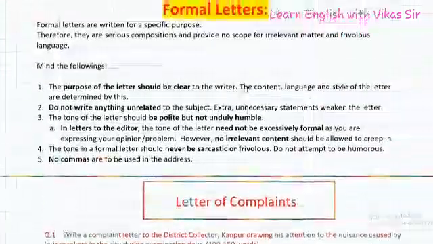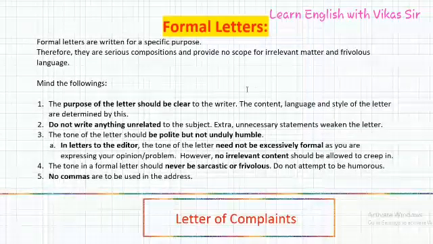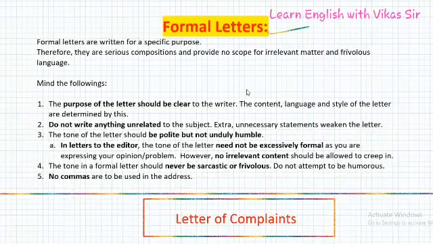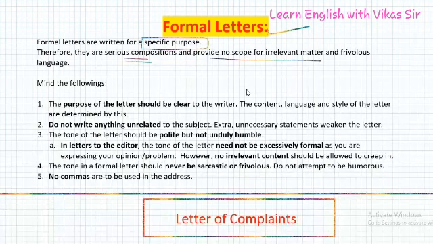Before we move on, we would read these basic key points. We are learning formal letters. Formal letters are written for a specific purpose. We have to keep this in mind. We have a particular purpose to write on. Therefore, they are serious compositions and provide no scope for irrelevant matter. So no irrelevant matter has to be written here. Write what is relevant, stick to the point, and avoid frivolous language also. Frivolous means not serious in content, behavior or attitude.